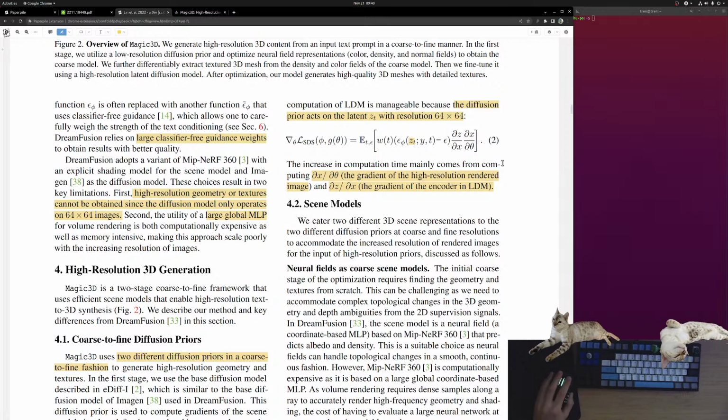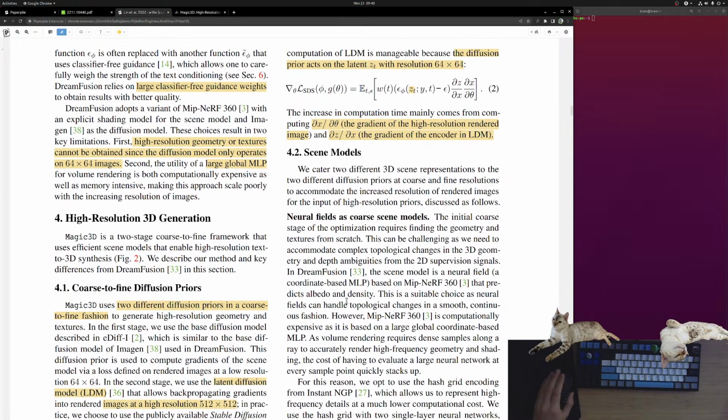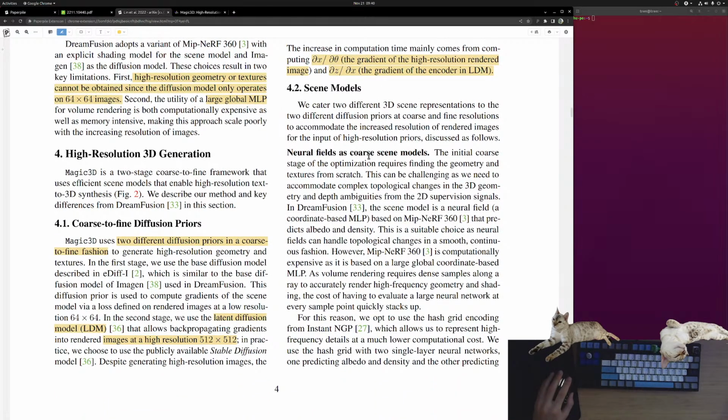They cater two different 3D scene representations to the two different diffusion priors at coarse to fine resolutions. Neural fields as coarse scene models. The initial coarse stage of the optimization requires finding the geometry and textures from scratch. Yeah, complex topological changes in the 3D geometry, depth ambiguities from the 2D supervision signals.